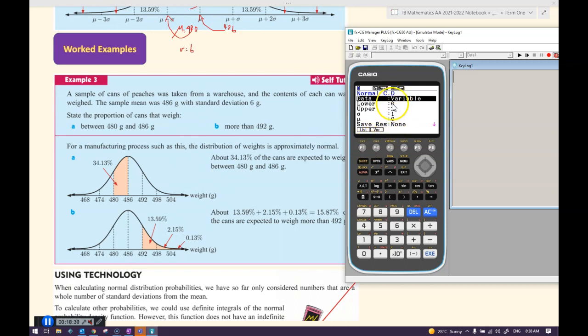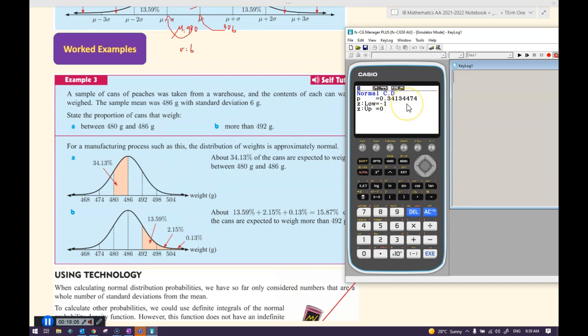We will list it as a variable, that's fine. The lower value in this particular case, the first one here, I wanted to know between 480 and 486, so I just type in 480. My upper value, 486. The standard deviation was 6, and the mean value was 486. I'll get it right this time. And so you just go ahead and do your calculation, and it tells you 0.34134474.